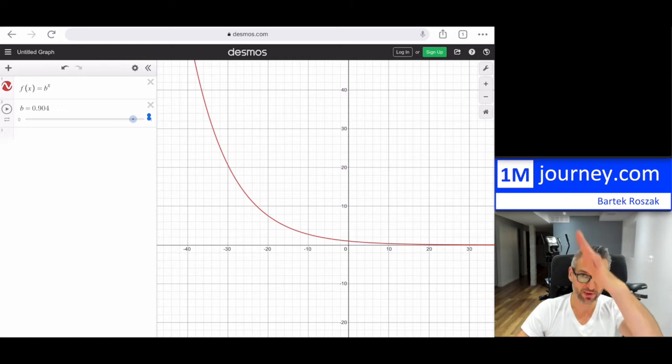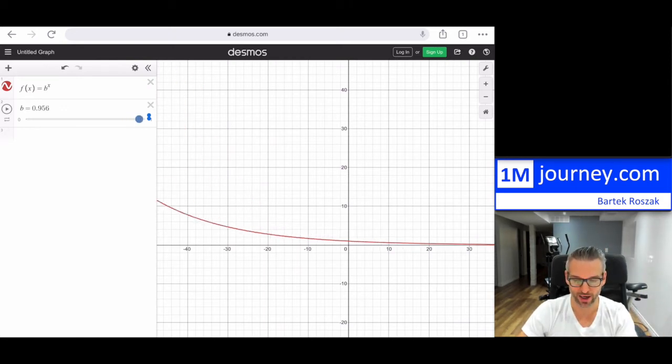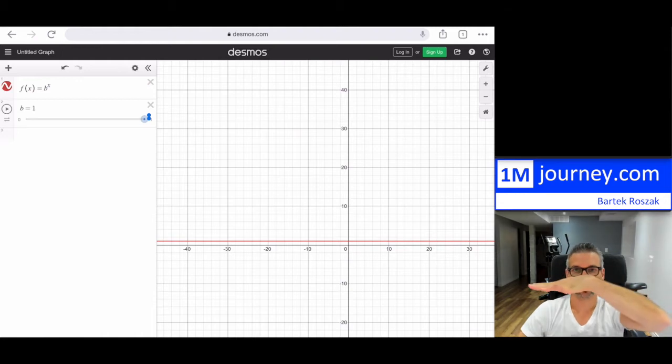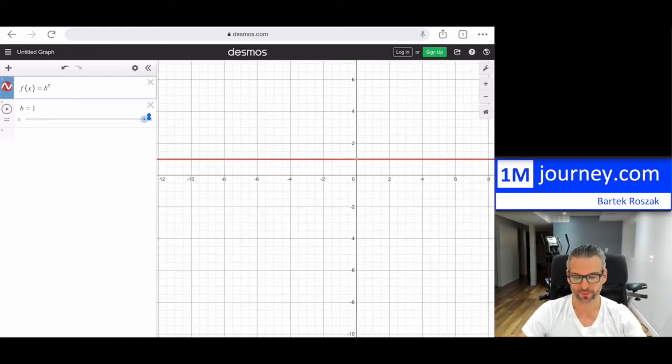Right? It still exponentially goes up, but it slowly starts to flatten out. Now, what happens at 1? If the base is 1, it doesn't matter what the exponent is. We know that the result is always 1, so it creates a flat line for us. We would have just a flat line going straight through 1.